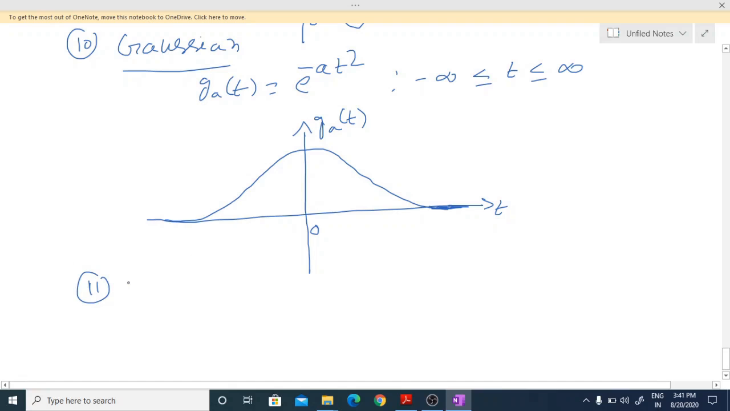And the next one is the real exponential signal. Here, the real exponential signal is defined as A e power minus at. If I consider A equal to 1, then we can rewrite this equation as e power minus at.